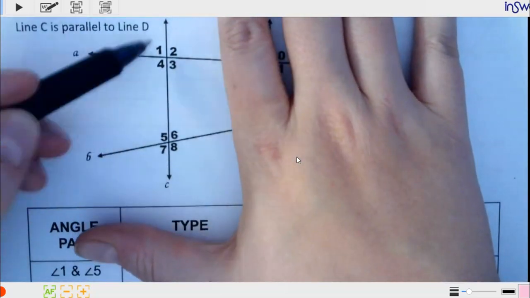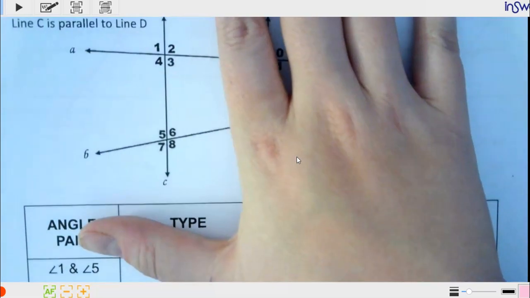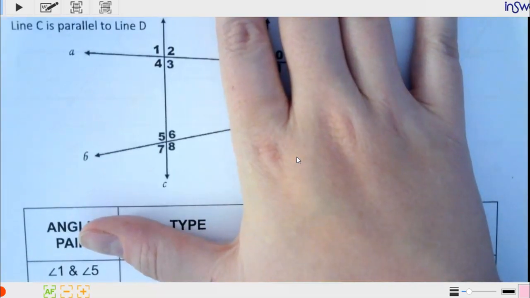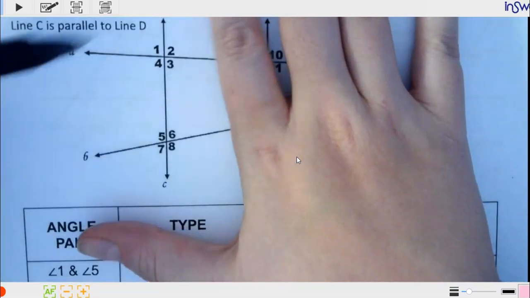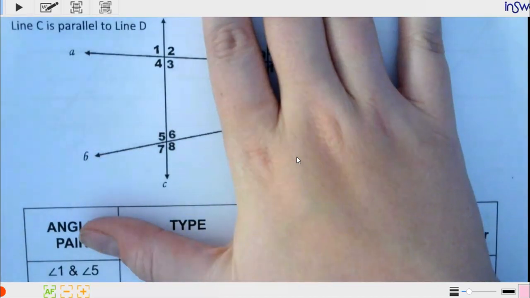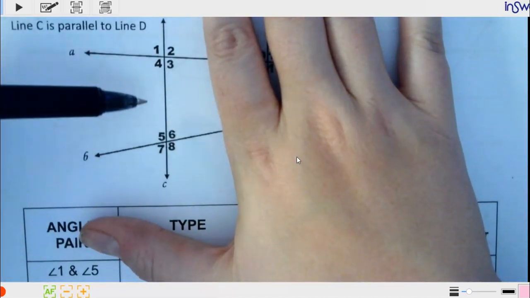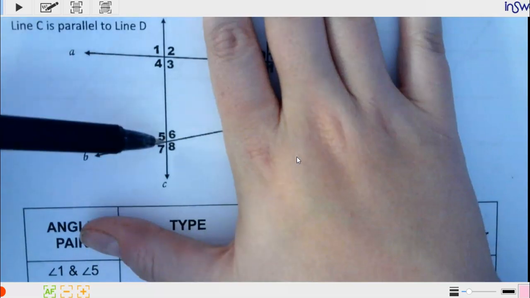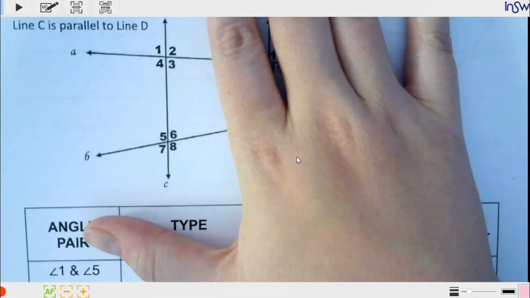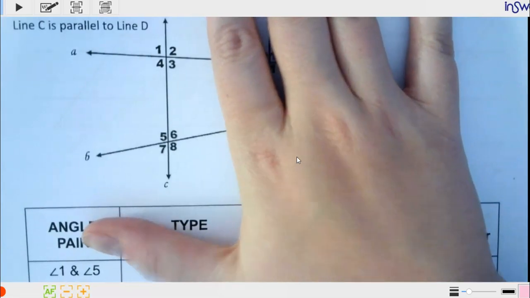And then 1 and 5, they're on the same side of that transversal. So that automatically cuts off alternate interior and alternate exterior. Cannot be those, okay? And then you decide, are they both in the interior, both in the exterior, or is it one of each? So the interior is in between these two lines, 4, 3, 5, and 6. They're on the interior. Is 1 in the interior? No. 5 is. 1 is not. So they cannot be same side interior angles. They cannot be same side exterior angles because they're not both on the interior or the exterior.